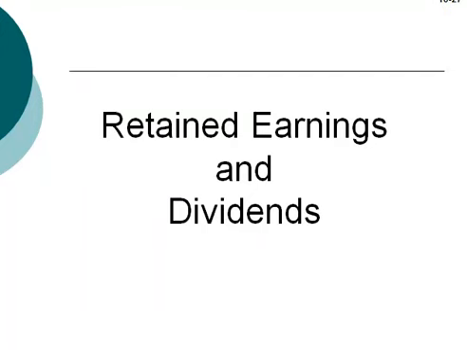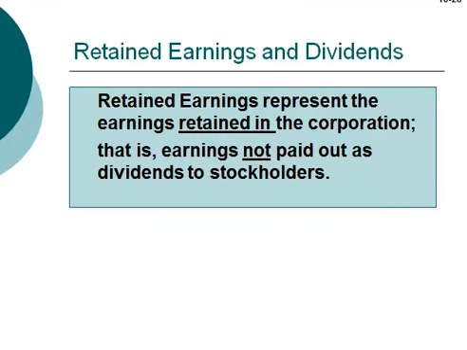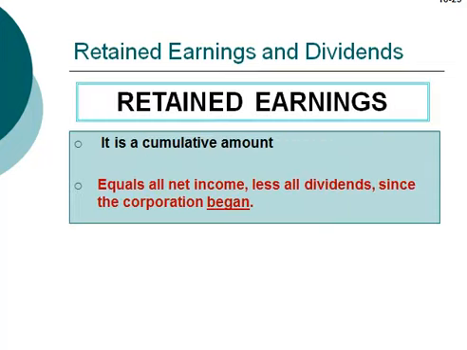Common stock and preferred stock represent contributed capital. Let's now focus on earned capital. Retained earnings, recall, represent the earnings kept in the corporation, the earnings not paid out as dividends to stockholders. It is a cumulative amount. It equals net income less dividends since the corporation began.